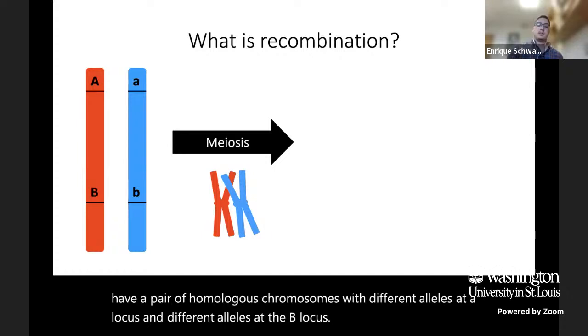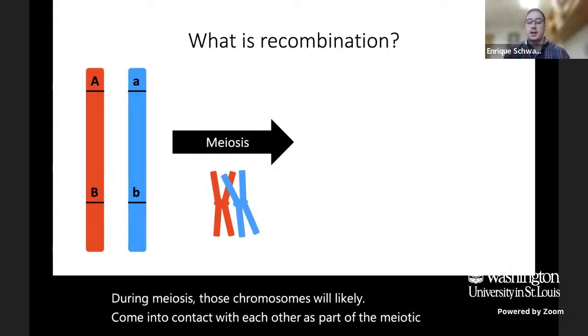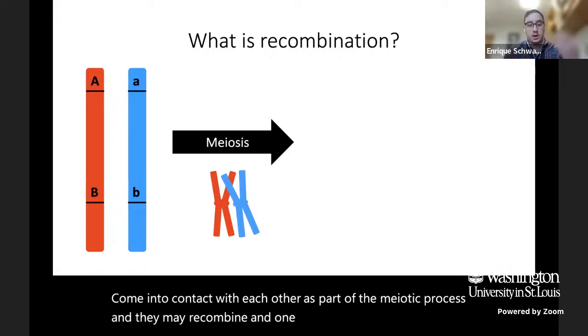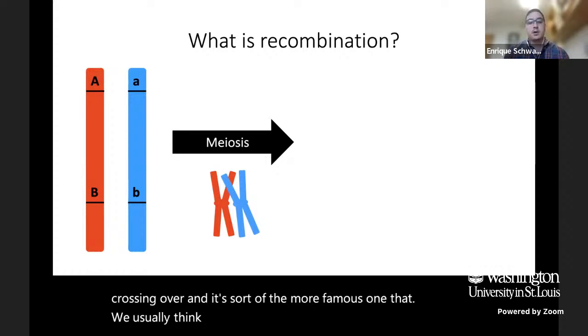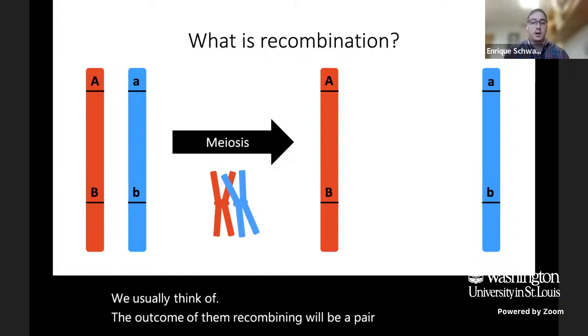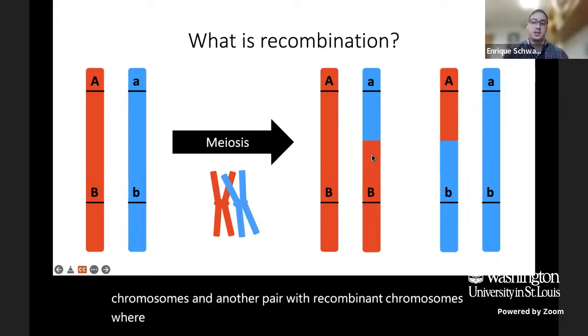During meiosis, those chromosomes will likely come into contact with each other as part of the meiotic process, and they may recombine. And one form of recombination, which is the one that I'll be focusing on at the beginning of my talk, is crossing over, and it's the more famous one that we usually think of. The outcome of them recombining will be a pair of gametes with the parental chromosomes, and another pair with recombinant chromosomes, where this new combination of alleles is present that was not present in the parents.